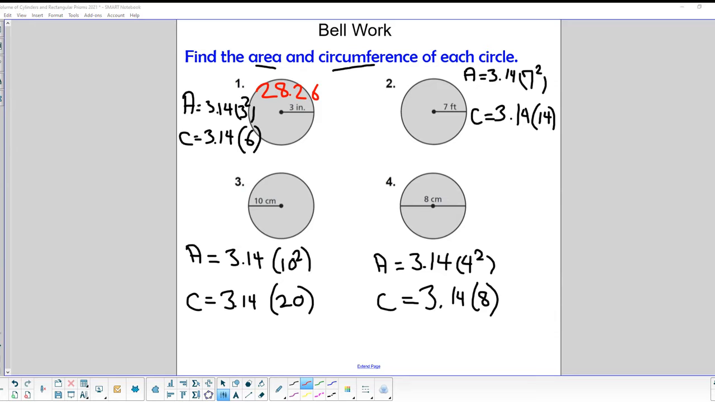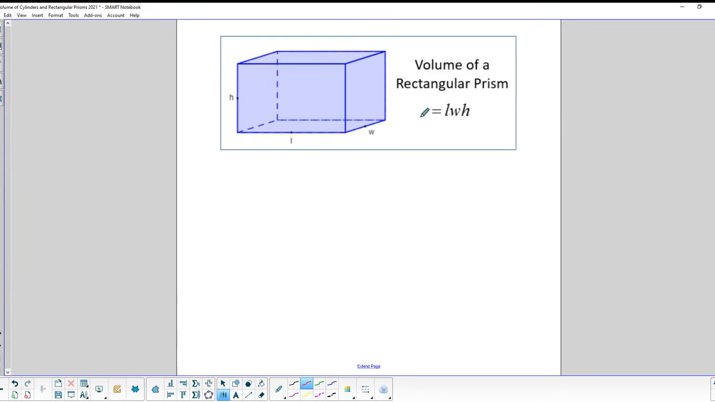Okay, and then on the circumference, we've got 3.14 times 6. And 6 times 3 would be 18. So this is going to be a little more than 18 by the time we get all of that multiplied out. So 18.84. So that would be our two numbers for that one. Now, rather than doing the others, let's go ahead and get on with what we're talking about today.